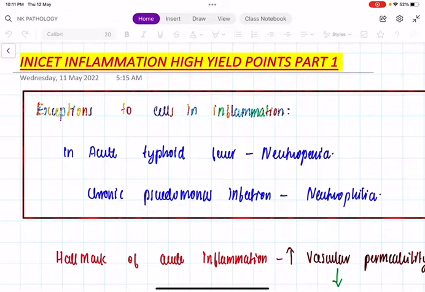Fine? Yes. So I'm going to just discuss. I'm not going to go back and start the chapter from the beginning. I'm going to just focus on the salient high yield points that you should focus on.